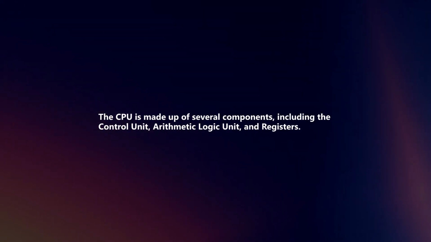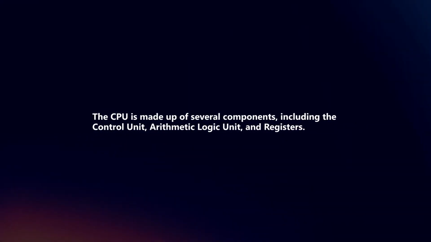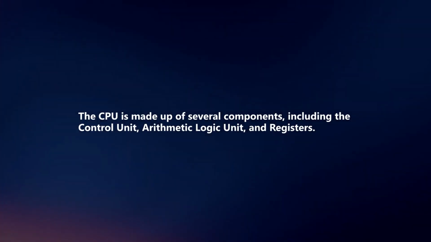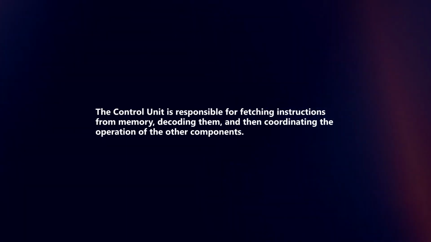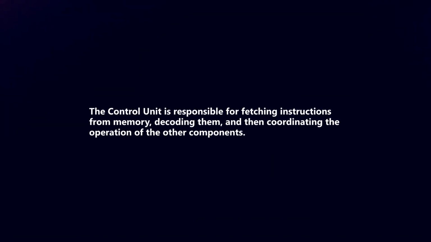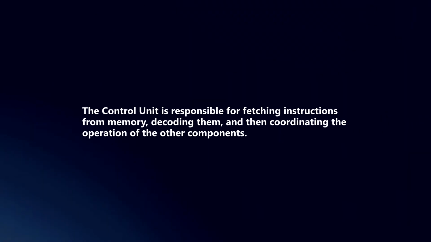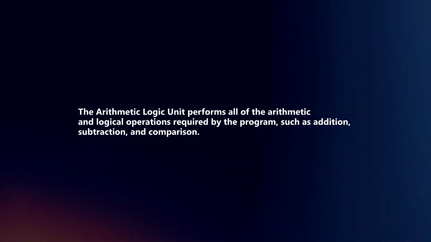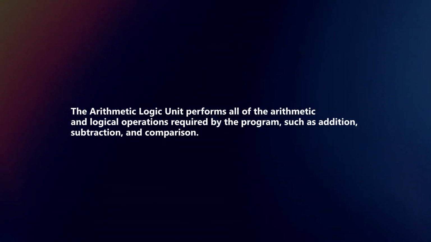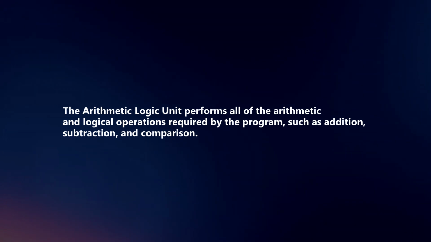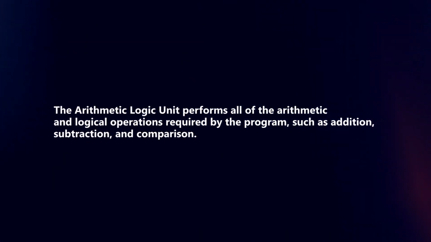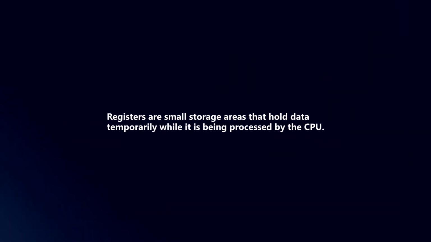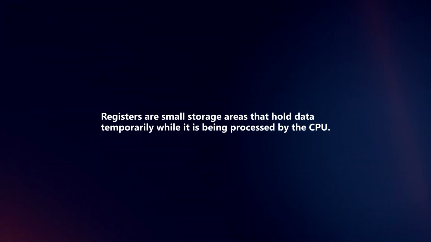The CPU is made up of several components, including the control unit, arithmetic logic unit, and registers. The control unit is responsible for fetching instructions from memory, decoding them, and then coordinating the operation of the other components. The arithmetic logic unit performs all of the arithmetic and logical operations required by the program, such as addition, subtraction, and comparison. Registers are small storage areas that hold data temporarily while it is being processed by the CPU.